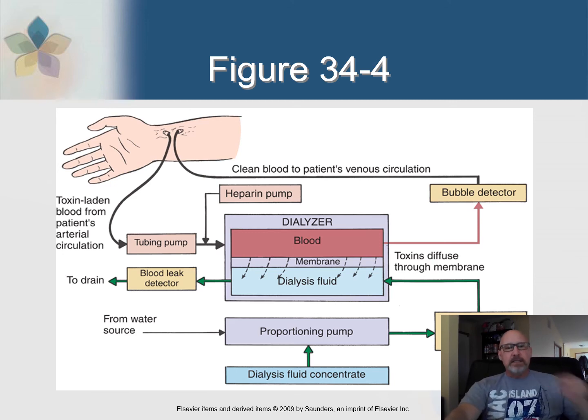Now what it does is you're taking the blood, the dirty blood, out of the patient. You're running it through the machine. The machine filters the blood. It regulates the electrolytes. It does what the kidneys are supposed to do. And then it pumps the clean blood back into the body, and then it goes into the vein. So that's all you're doing with dialysis.